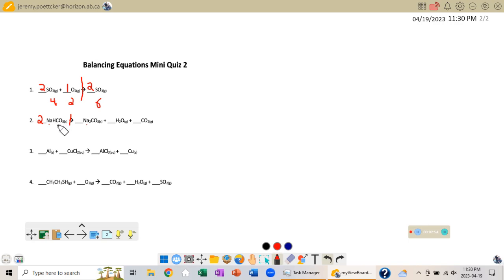So I look at this here and I say, okay, well, I've got 2 carbons on my left side. I've got 1 here and another 1 here, so there's 2 on the right. I have 2 times 3 is 6 oxygens, and I've got 3 plus 1 plus 2. 3 plus 1 is 4 plus 2 is 6. It's actually balanced as it stands. And again, if I have to put coefficients, it's a 1, a 1, and a 1.